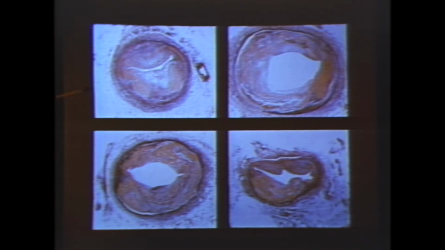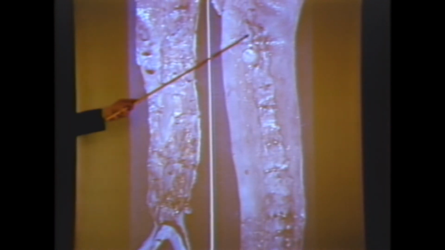These are coronary arteries in a woman whose cholesterol was about 600. She was 29 years of age, died suddenly. 29. This is her aorta, terrible atherosclerosis, age 29. This is her, look at that abdominal aorta, 29 years old, 29. This is a descending thoracic aorta.